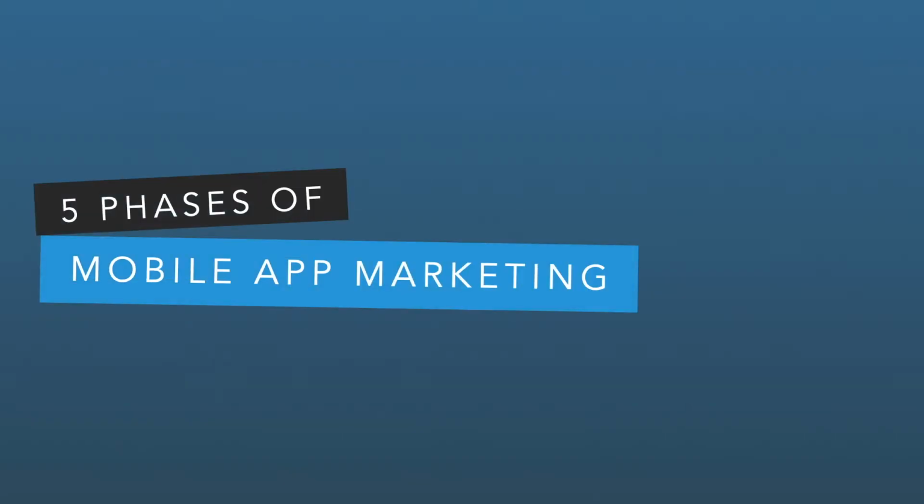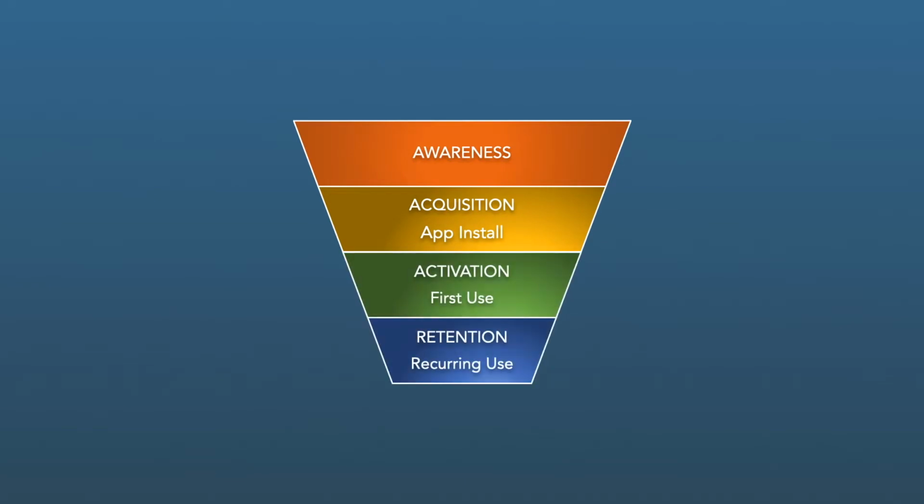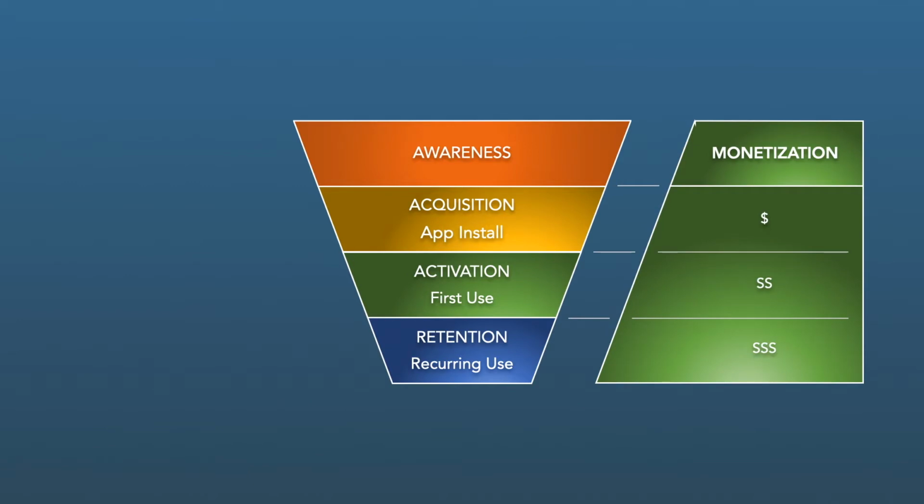It is composed of 5 phases. Phase 1, awareness phase. This is where you make yourself and your app known. Phase 2, acquisition. This is where you convince users to download or install your app. Phase 3, activation and retention. It is when the app gets installed and all the activities that turn this app into a regular destination for the user. Phase number 4, monetization.